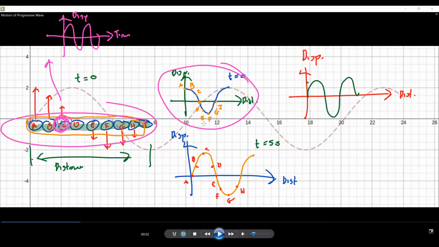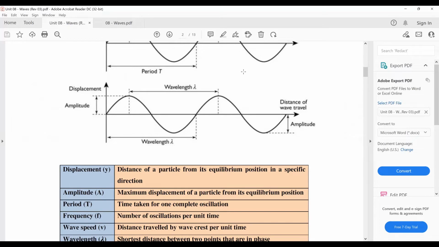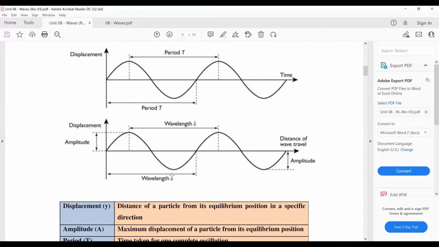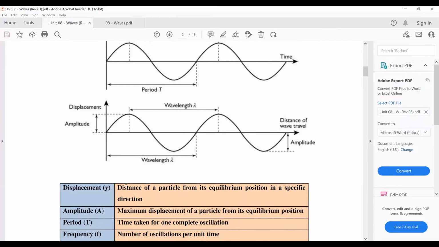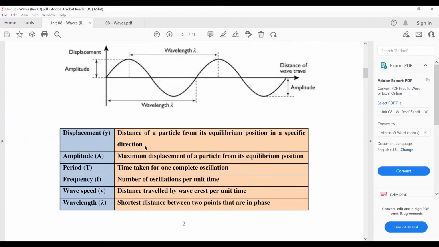All right. Now, if given any displacement time and displacement distance graph, there are certain terms there that you should know how to deduce. All right. The first term is displacement. So as I mentioned just now earlier in passing, displacement is the distance of a particle from equilibrium position in a specific direction.